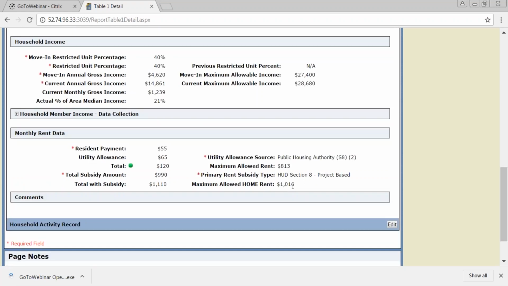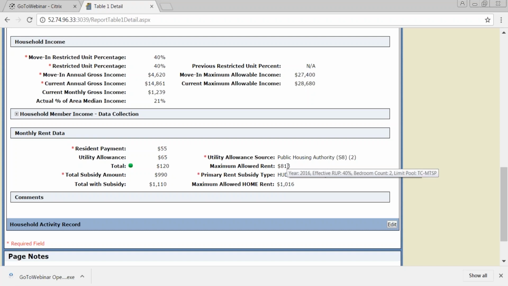The third option is if the property has a federal or state project-based rental subsidy and the tenant pays no more than 30% of their adjusted income toward rent, then the maximum allowed rent may be the rent allowed under the project-based rental subsidy program. So we'll get into that in a little bit, but what WBARS does is it validates the total rent with utility allowance against both the home rent and the maximum allowed rent.